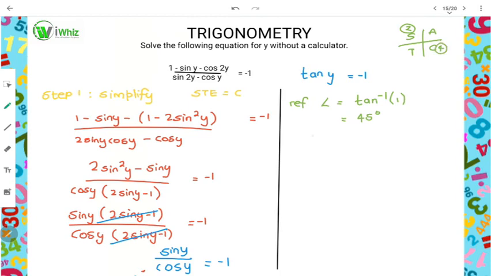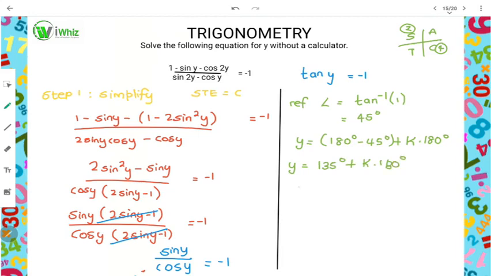So what can we say? We can say that y is equal to 180 degrees minus 45 degrees plus k times 180 degrees, or y is equal to 135 degrees plus k times 180 degrees.